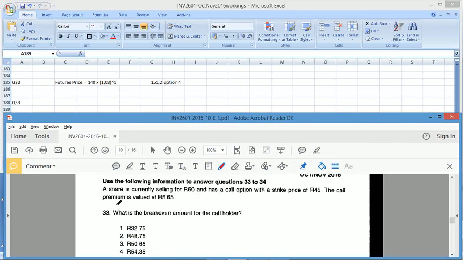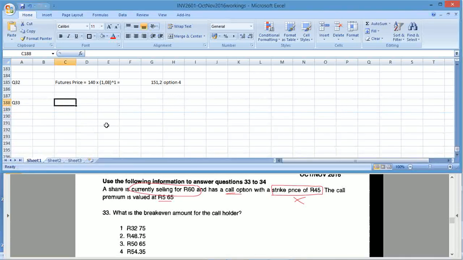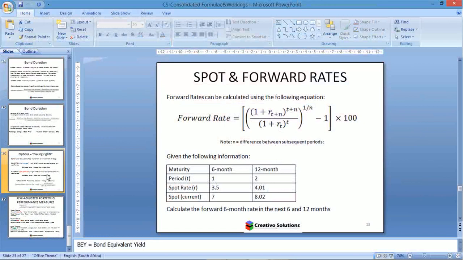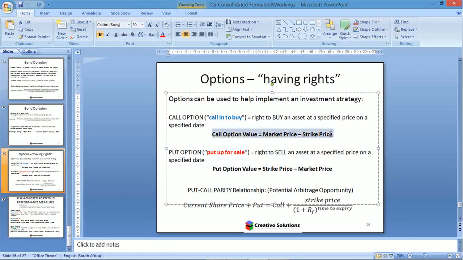Okay, 33 to 34 is using this information. A share is currently selling for 60, that's the current market price, and has a call option with a strike price of 45. Strike price of 45 means I can exercise the call at 45, so meaning I can buy at 45. That's the strike price. It's currently selling for 60. The call premium is valued at 5.65. What is the break-even amount for the call holder? Alright, so that requires your equations, so let's go to the options. Okay, there's the call option.